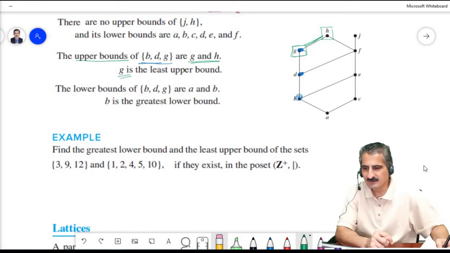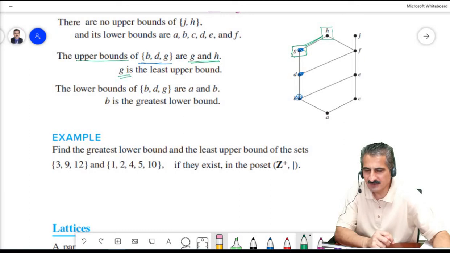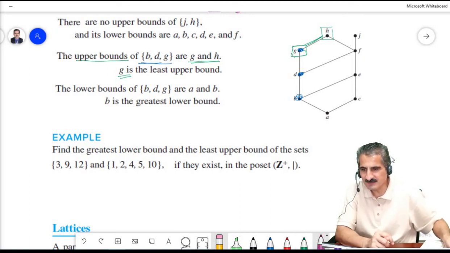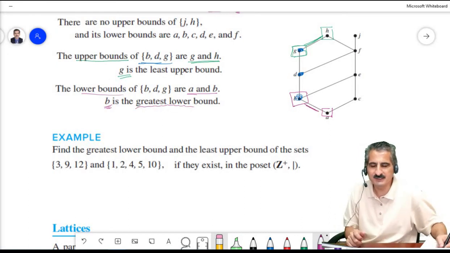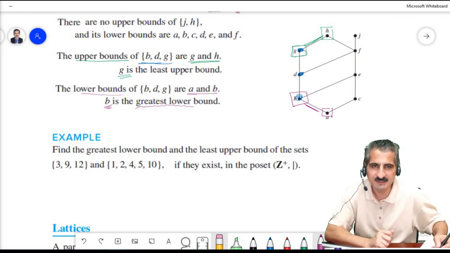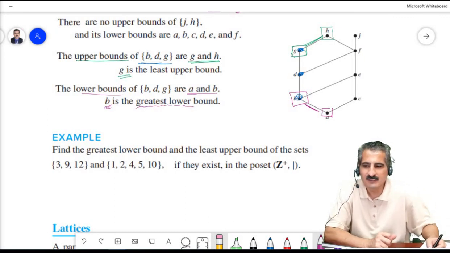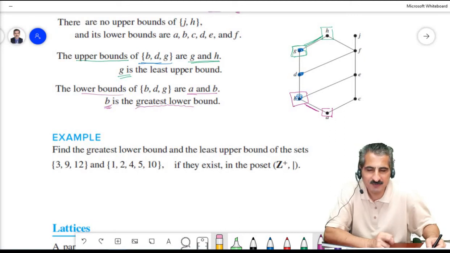Now let's take the lower bounds of the same set, B, D, and G. What are the lower bounds? It consists of A, because it is less than or equal to any other element, and B. So these are the lower bounds of this set. Now the greatest lower bound of this set is B, because B is greater than A. So here we talked about the greatest lower bound and the least upper bound.